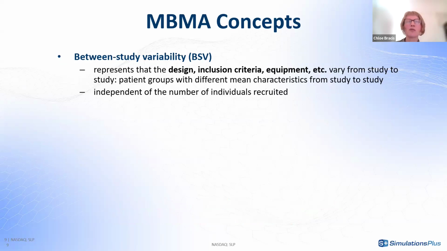So first we have the between study variability. This is variability that's coming from the design, the inclusion criteria, maybe the equipment used for the study. So this is going to vary from study to study, and that means that we're going to have patient groups with different mean characteristics from study to study, but it's independent of the number of individuals recruited. So even if we recruit more individuals, because of differences in, say, either the equipment measuring our samples or the inclusion criteria, we would still see the same between study variability.